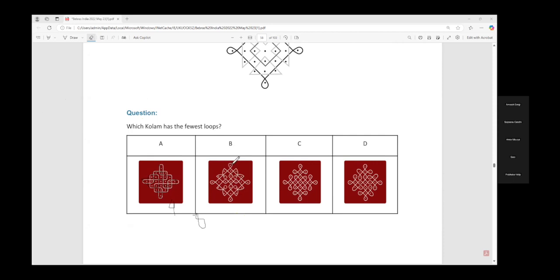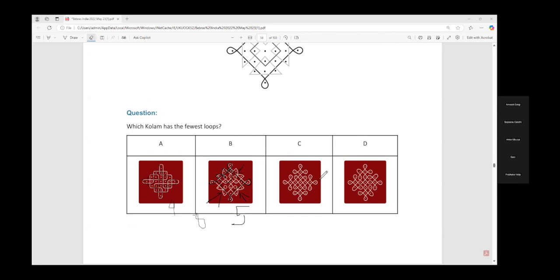Next, we look at this one. We can see there's one big loop here, like in the example they've shown above. That's one loop. And then there's these four other loops. So this is one. And then the same loop is repeated again right here, here, and here. So this has five loops in total.